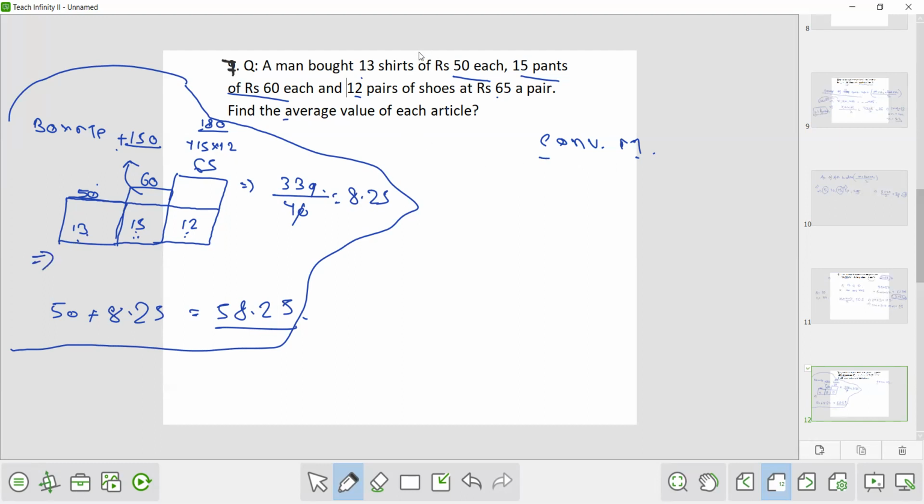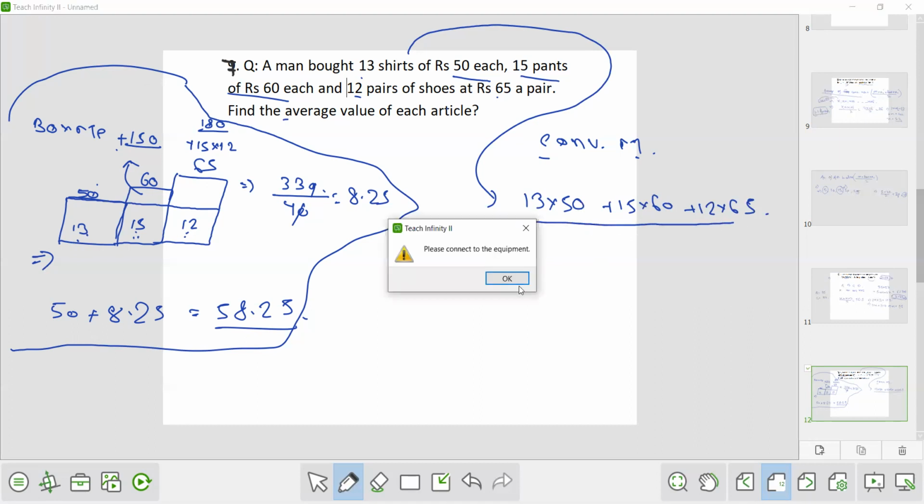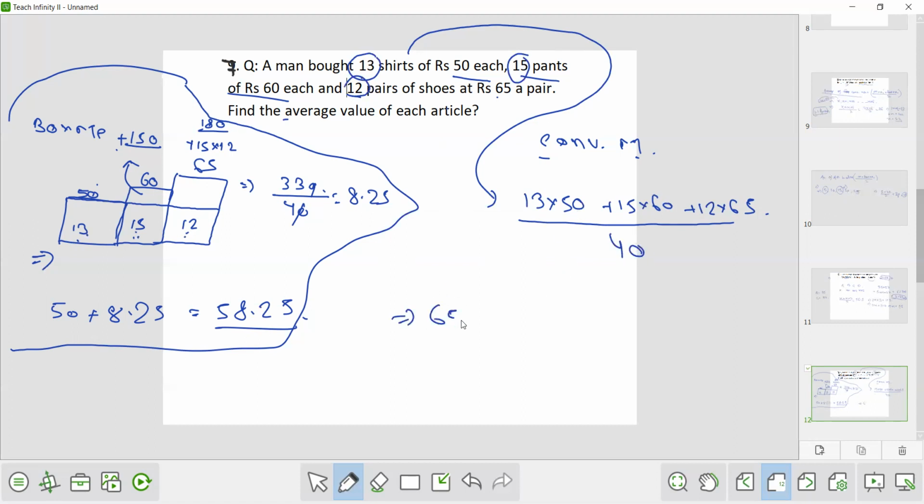You will find the total price for 13 shirts. The total price for 13 shirts will be 13 into 50. Then total price for 15 pants will be 15 into 60. Then total price for 12 pair of shoes, that is 12 into 65. And then you will divide all these by the number of quantity. The number of quantity will be 13 shirts plus 15 pants, that is 28, and plus 12, that is 40. Now 13 into 50 is how much? 650, plus 15 into 60 is how much? 900, plus 12 into 65.